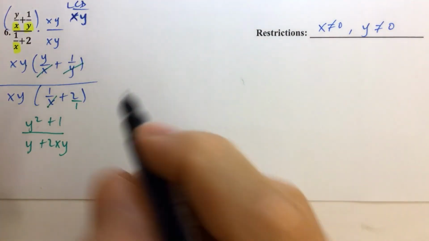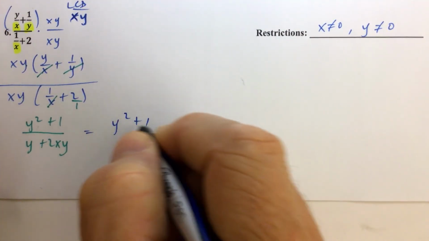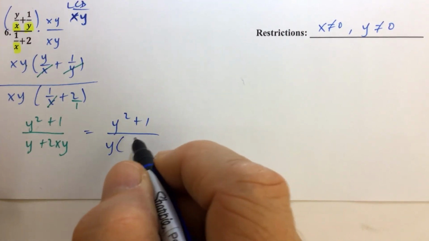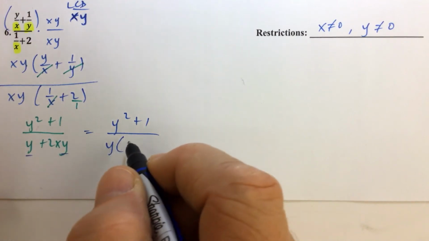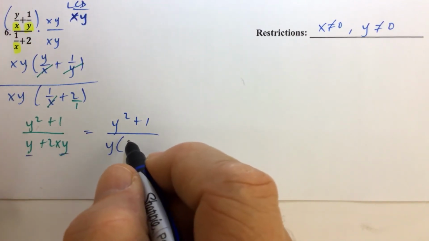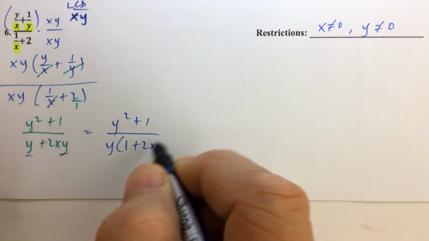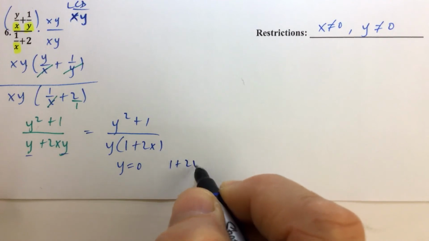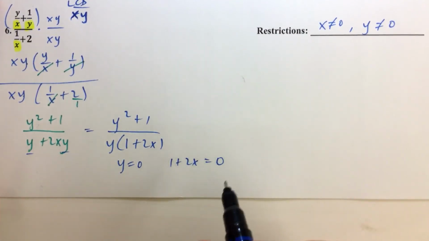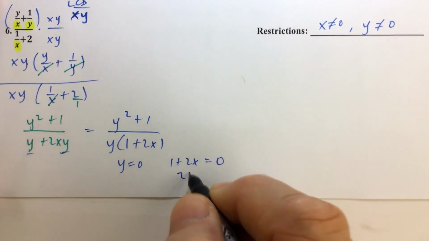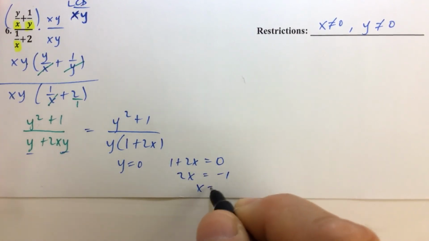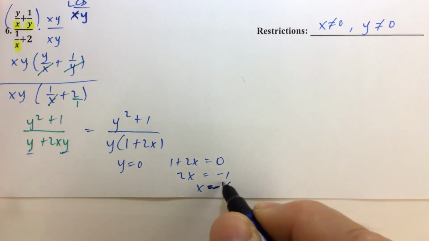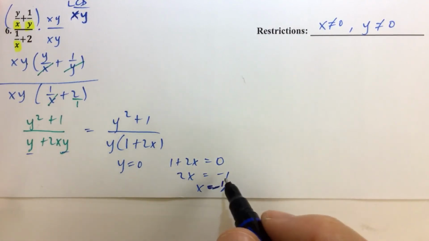Well, we still have a little bit of work to do because this numerator doesn't factor, but the denominator does factor, and so we could see that y is a common factor in both terms, and so we factor out the y, we get 1 plus 2x. So if we set y equal to 0, and we set this 1 plus 2x equal to 0 to identify any other restrictions that we may have, we see here that if we subtract 1 from both sides and then divide both sides by 2, we get x equals negative 1/2 and y equals 0.